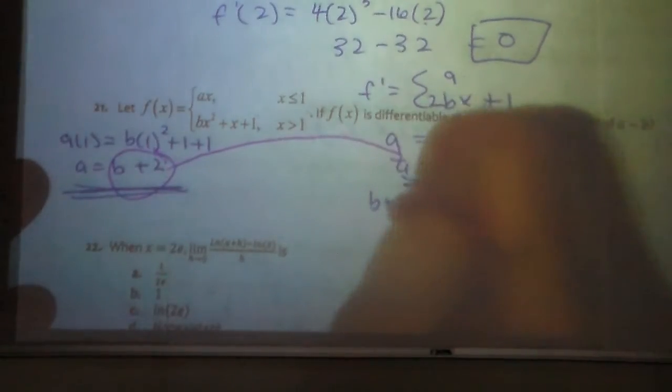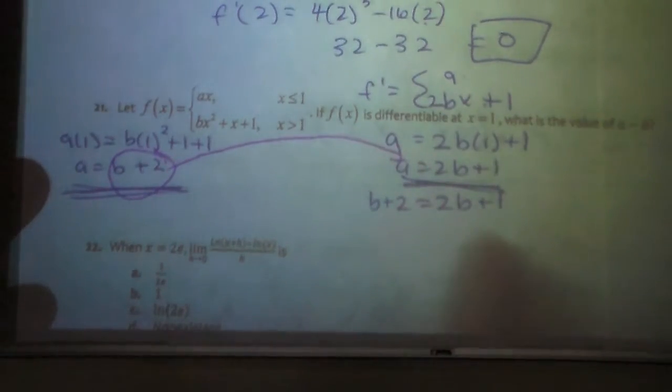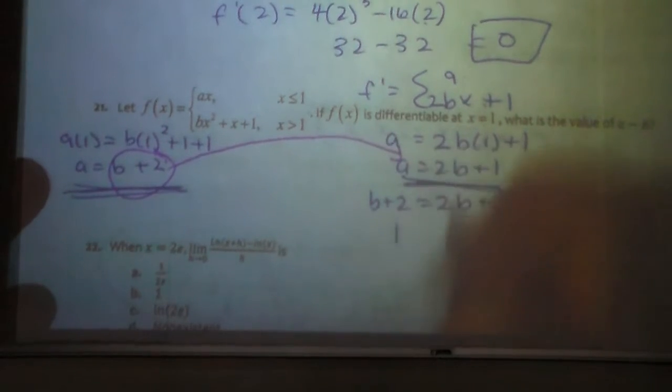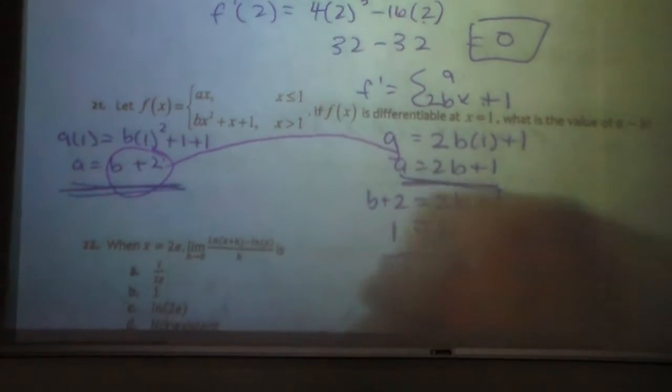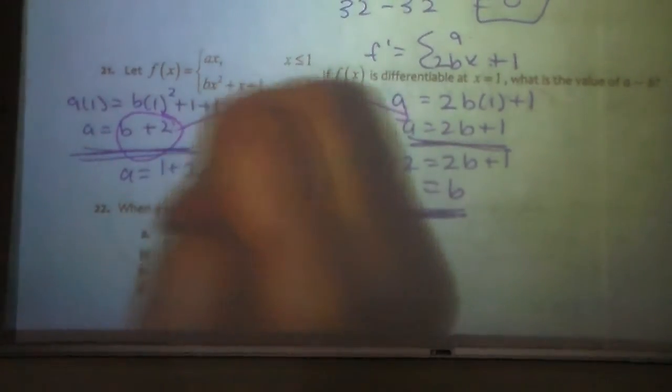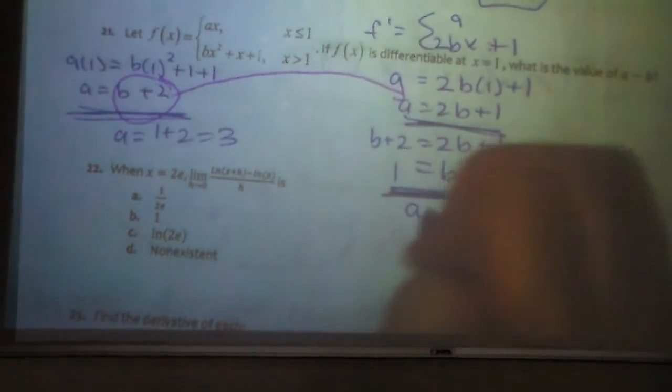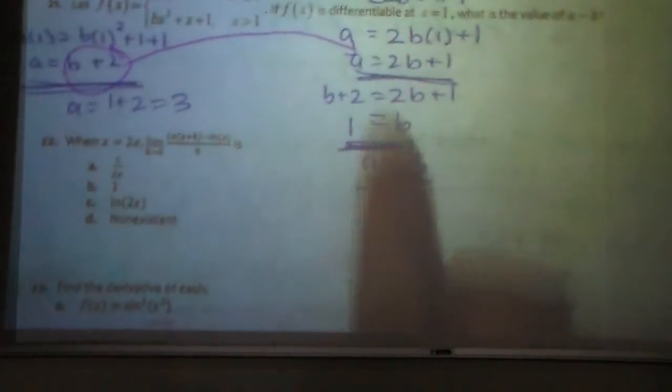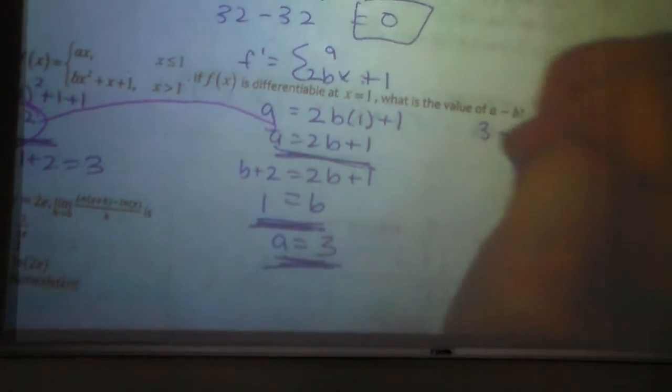So I have b plus 2 is 2b plus 1. Subtract the 1 over, that's 1. Subtract the b over, that's b. Ooh, there's your first one. b equals 1. And then a is just b plus 2. b is 1 plus 2 is 3. So if a is 3 and b is 1, if I want the value of a minus b, I just substitute in. 3 minus 1 is 2.